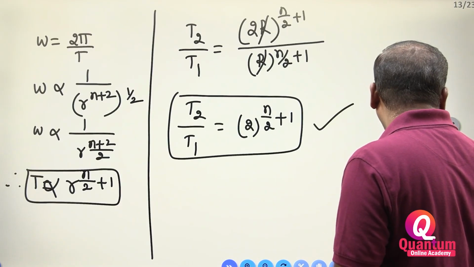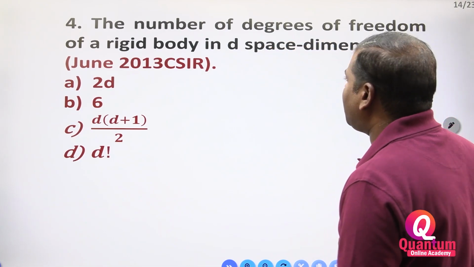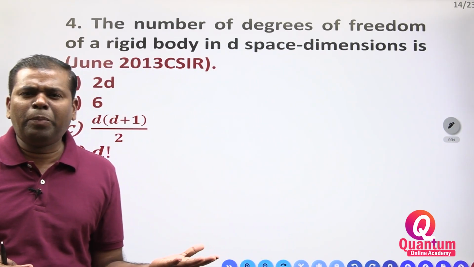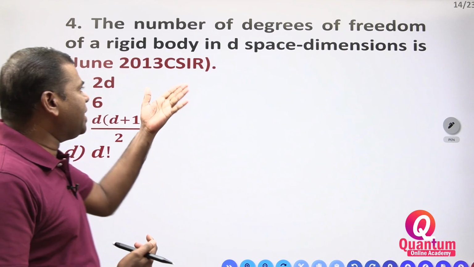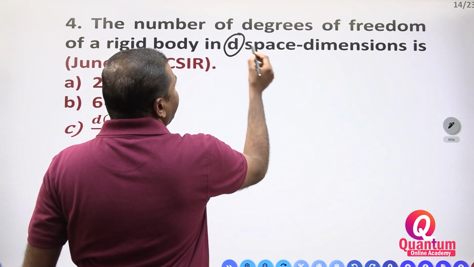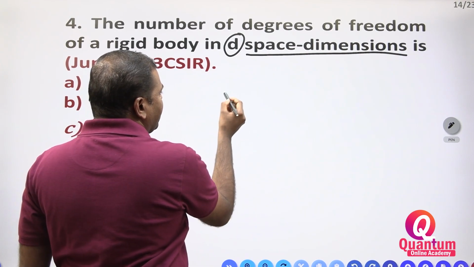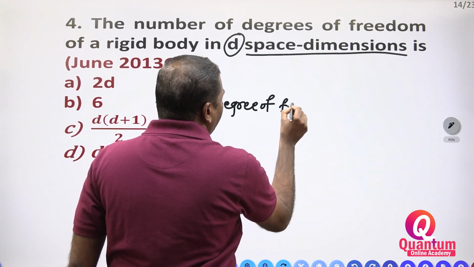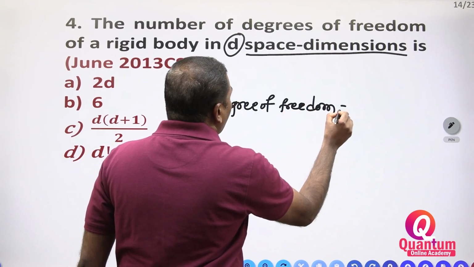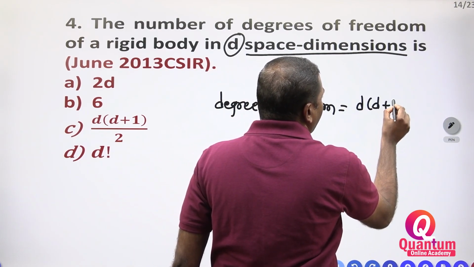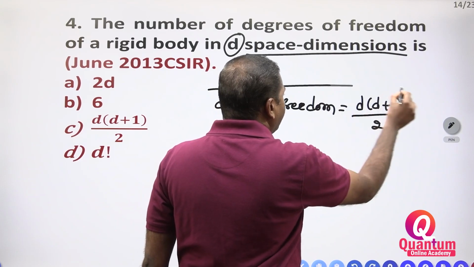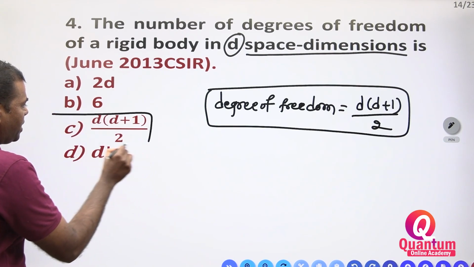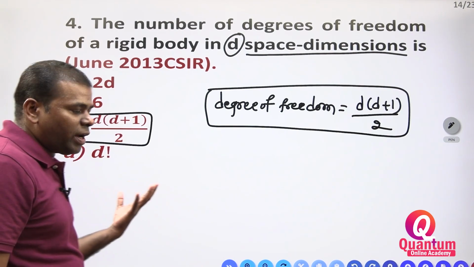What is the next question we have to take? The number of degrees of freedom in rigid body dynamics. This is a rigid body dynamics question. Very, very important. So many times people are asking: if it is a d-dimensional space, the degree of freedom is equal to d into d plus 1 divided by 2. This is the degree of freedom for d-dimensional space. Right? What is the option? Option C is correct. Directly you have to do this one.